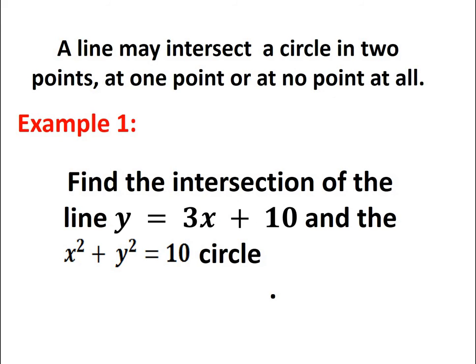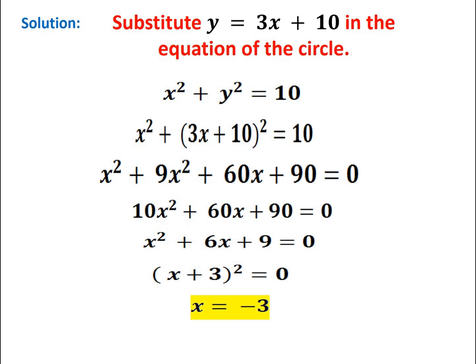Okay? A line may intersect a circle in 2 points, at one point, or at no point at all. So let's have the first example. Find the intersection of the line y equals 3x plus 10 and the equation of the circle x squared plus y squared equals 10. So first, let us show the solution.